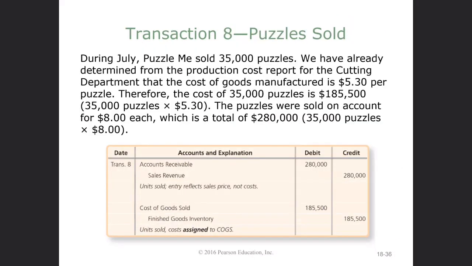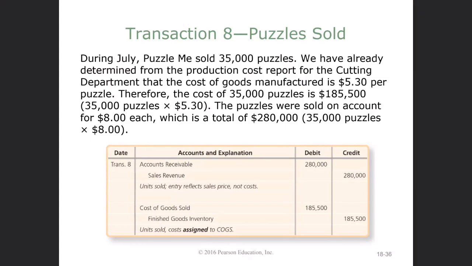During July, Puzzle Me sold 35,000 puzzles. We have already determined from the production cost report for the cutting department that the cost of goods manufactured is $5.30 per puzzle.